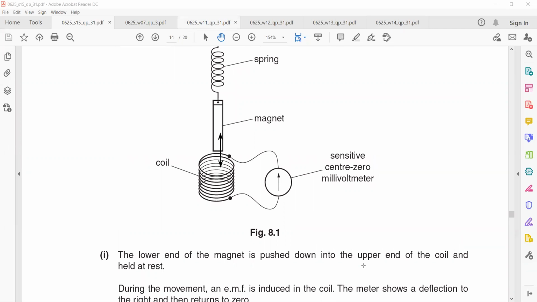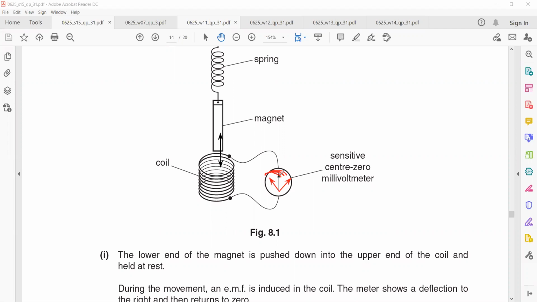We will see it continuously, because if the magnet is moving down, the needle will deflect towards the right. When the magnet is going up, the needle is deflected towards the left. So it will be a continuous vibration of the needle towards right and left, or a to and fro motion of the needle as the magnet is moving continuously.